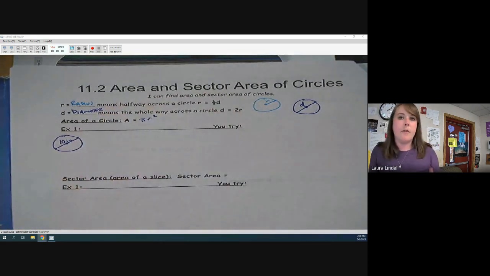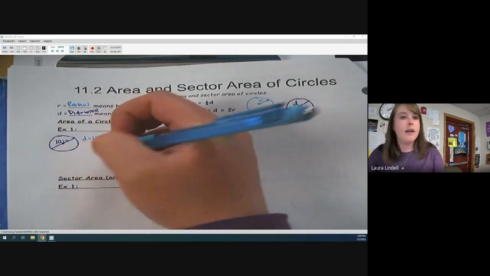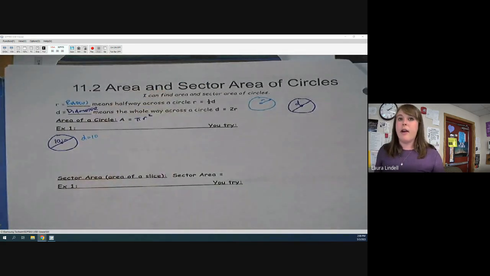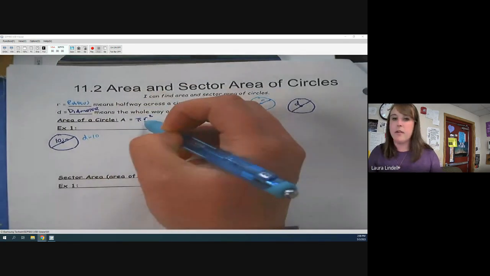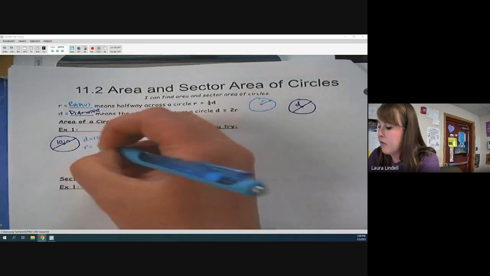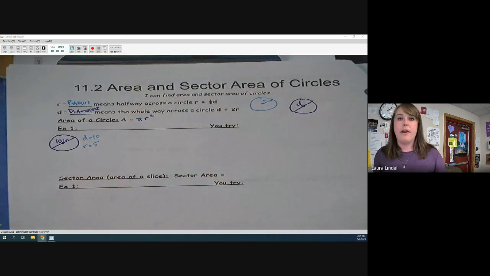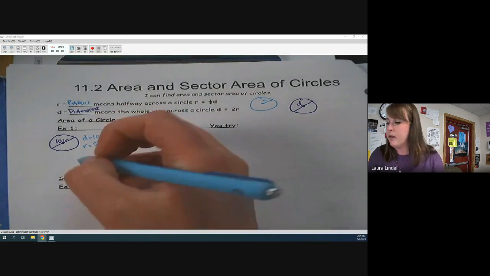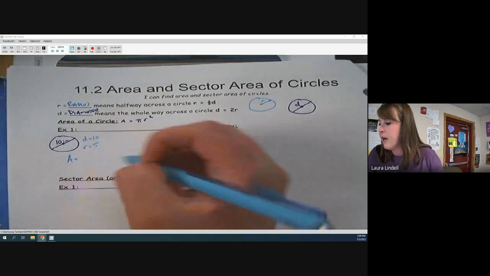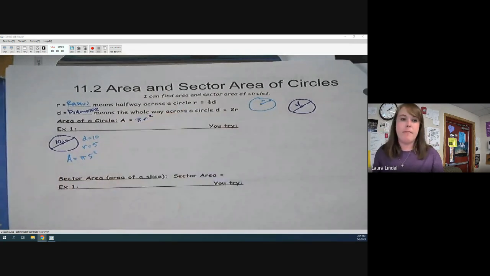All right. So the first thing we have to ask ourselves is, have we been given the diameter or the radius? In this case, we've been given the diameter, which is 10. And in order to find the area, I need the radius because my formula includes the radius. So we're going to find radius, half the diameter, so the radius is 5. So now we're ready to go with our area formula.